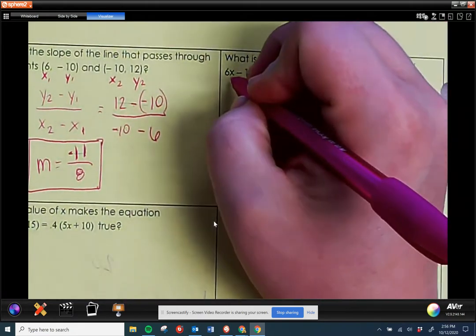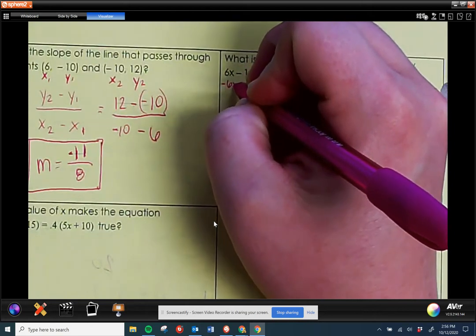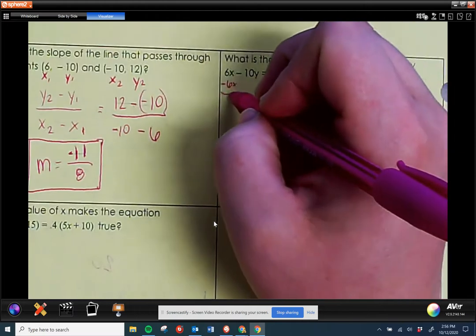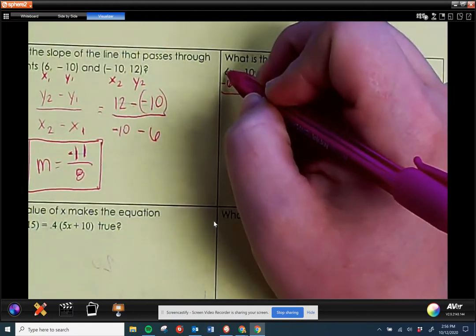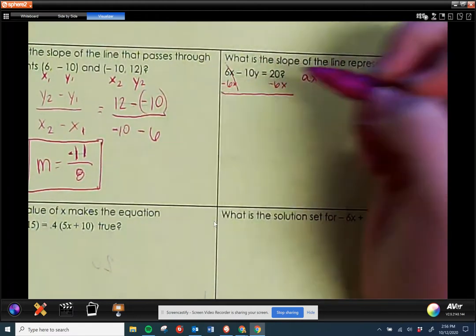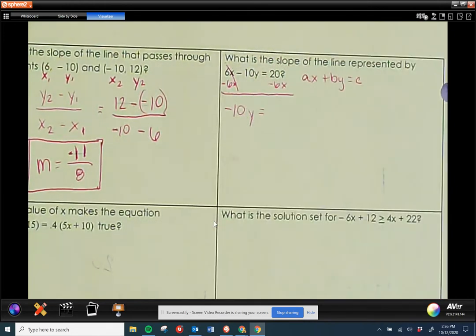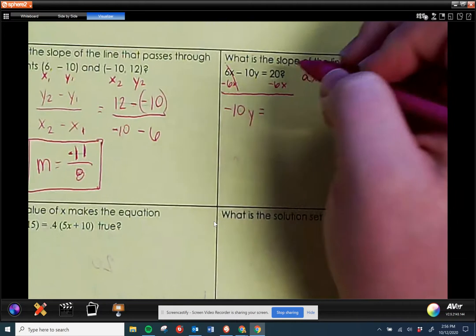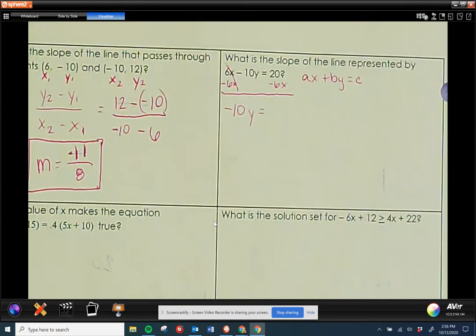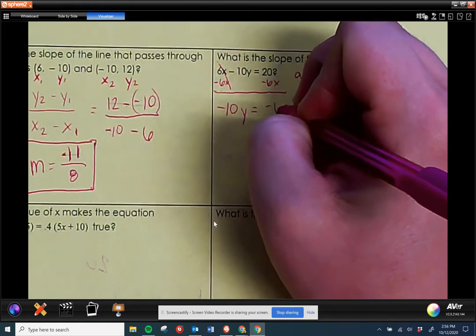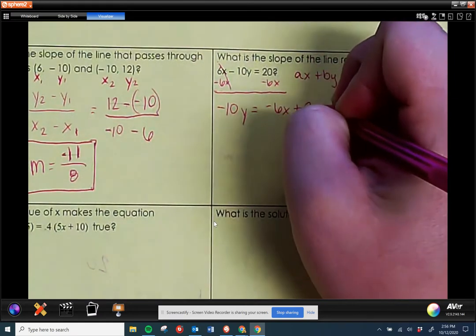Okay, so we are going to subtract 6x from both sides first. That's going to be the first step of getting y by itself. 6x minus 6x is 0, and I'm left with negative 10y on the left side. 6x and 20 are not like terms, so I have to make sure I keep both of those in my next step. So I end up with negative 6x plus 20.